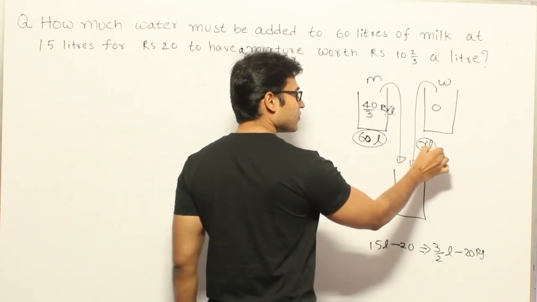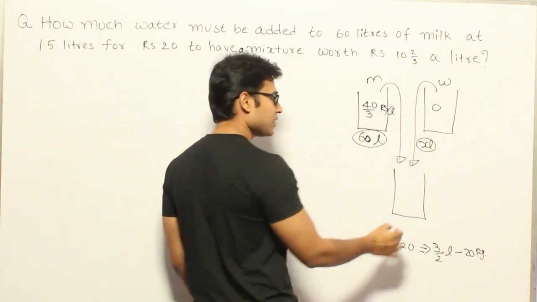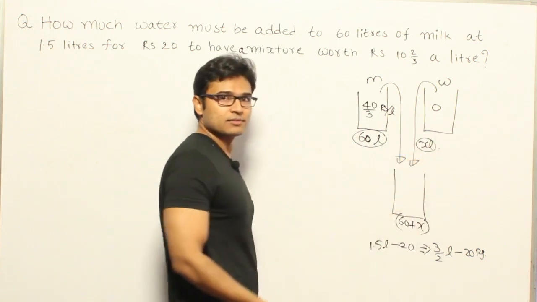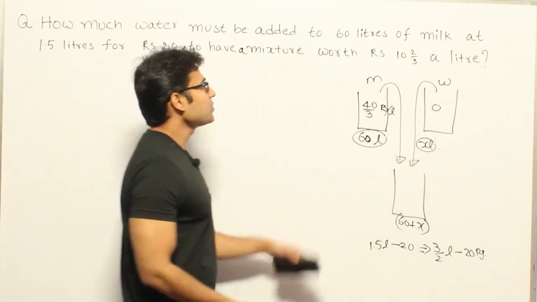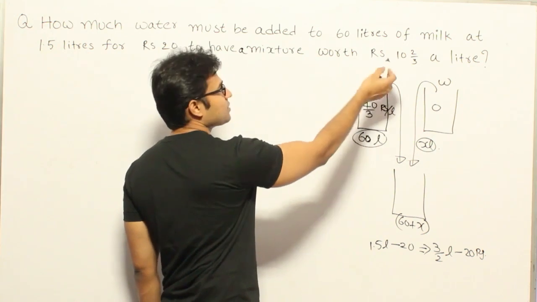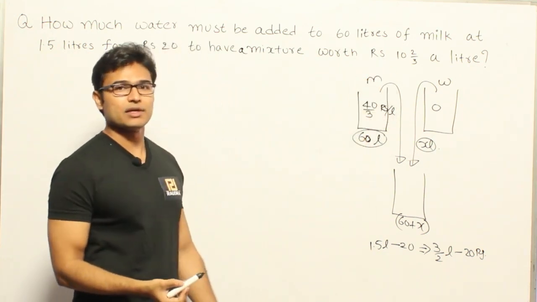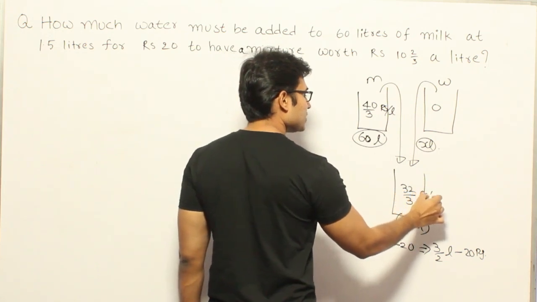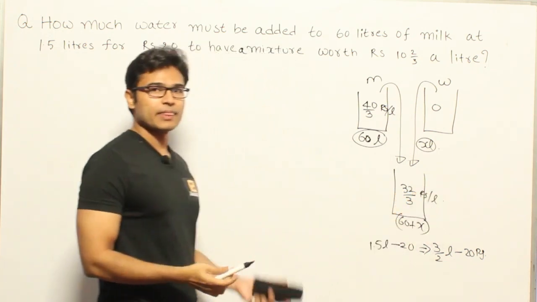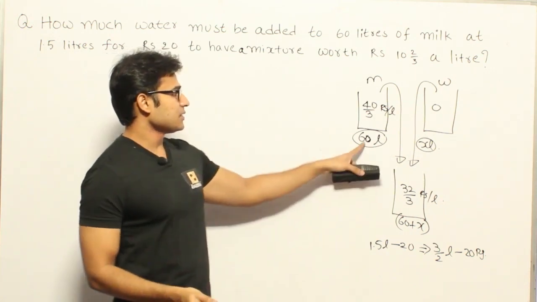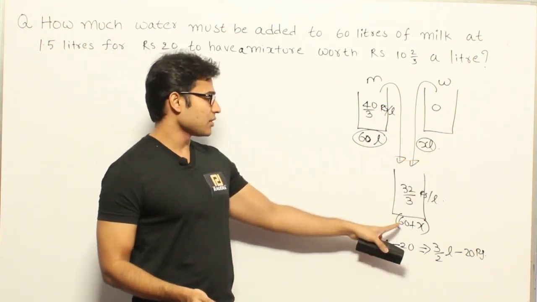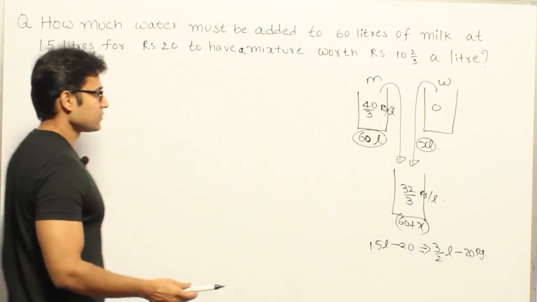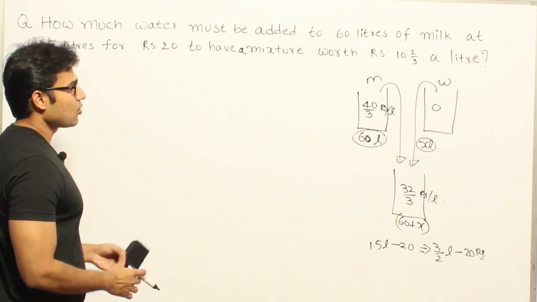Let's say x liters we are taking from here, which means the final mixture is going to contain 60 plus x liters of milk plus water, in such a way that the cost per liter is going to be, see this, the mixture is worth 10 2/3 a liter, which is nothing but 32/3 rupees a liter. So this is what is given. Got it? Now 60 liters and x liters are mixed, and we are getting 60 plus x liters with this cost.